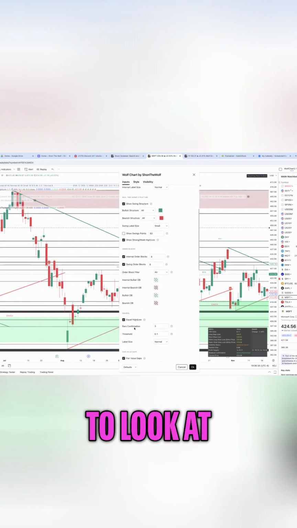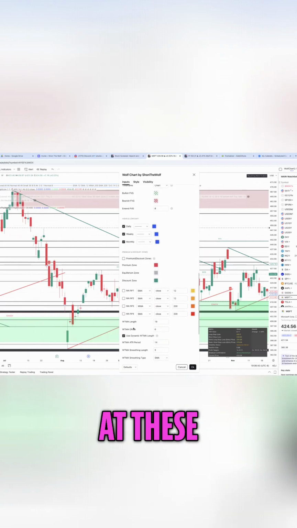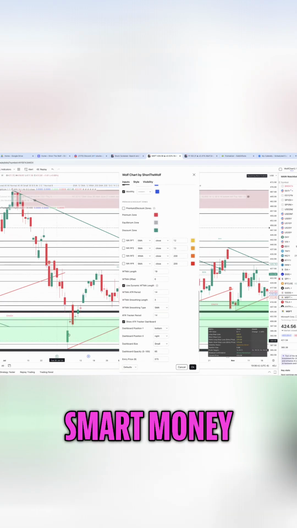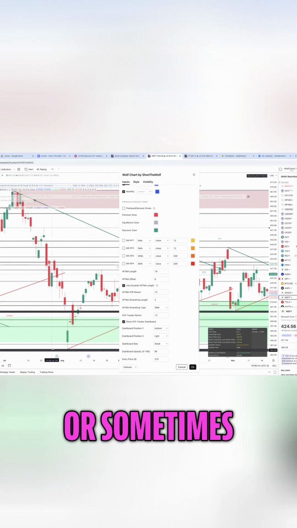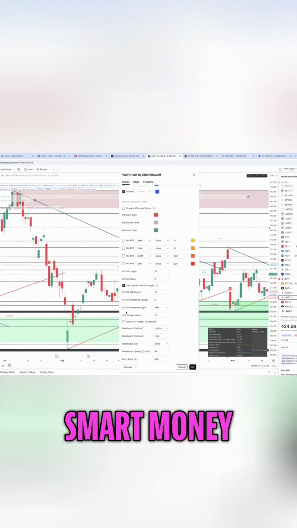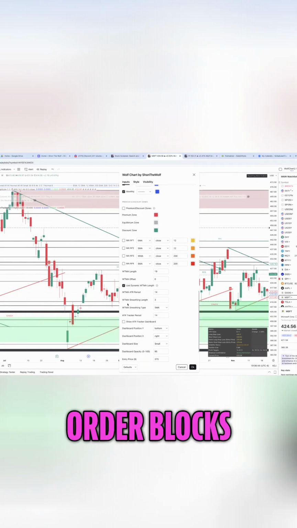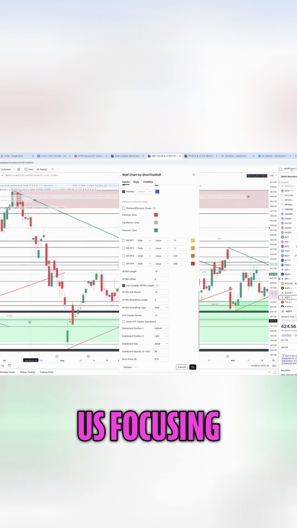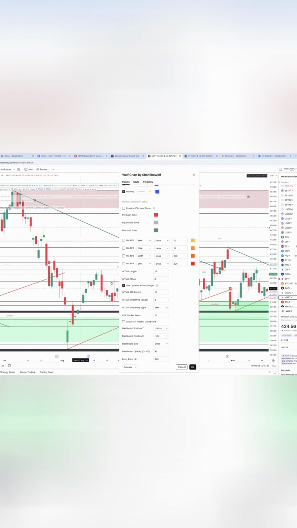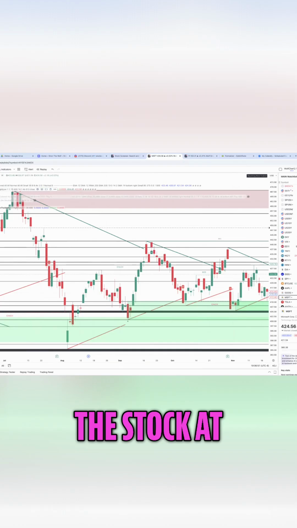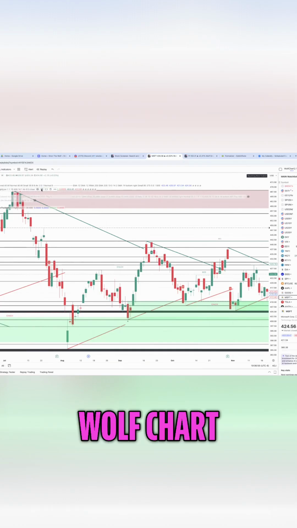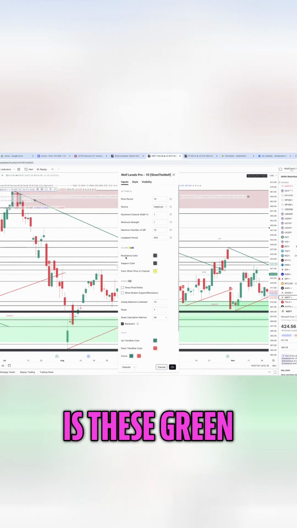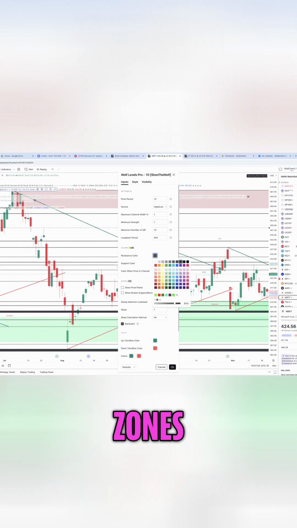The first thing we're going to look at are these smart money buy zones, or sometimes you will hear me refer to them as smart money order blocks. All these are us focusing on where they're buying into the stock. So on the wolf chart, what we can see is these green zones and these red zones on the chart, right?